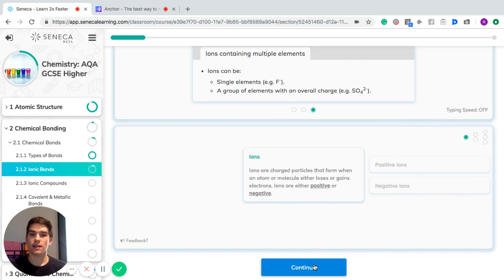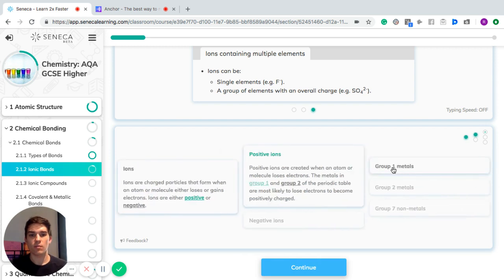So just to recap some of that, ions are charged particles that form when an atom or molecule either loses or gains electrons. Ions are either positive or negative. Remember, positive ions are created when an atom loses electrons, and the metals in group 1 and group 2 of the periodic table are most likely to become positively charged.